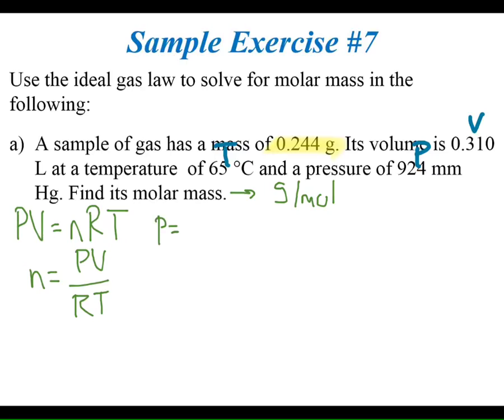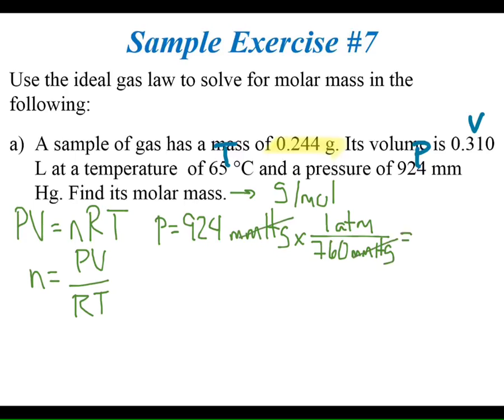So pressure is 924 millimeters of mercury. And we know that 1 atm is exactly 760 millimeters of mercury. So grab our calculator, see, already punching away there. Somebody can tell me, what is that in atmospheres? Anybody? 1 point what? 1.22. Okay, that's the pressure.